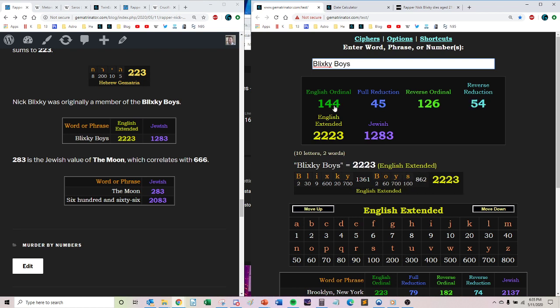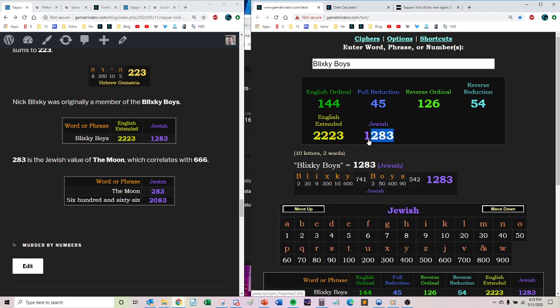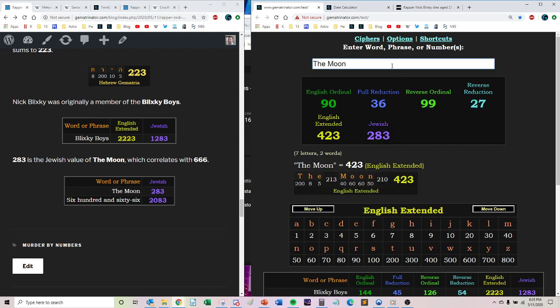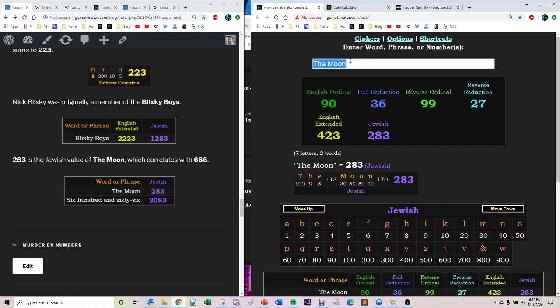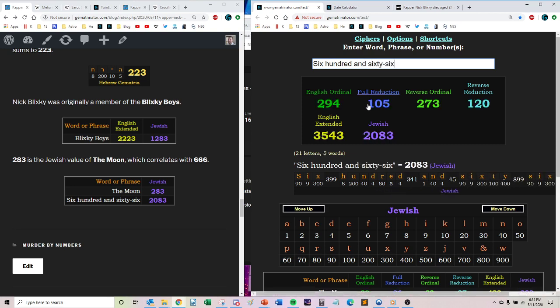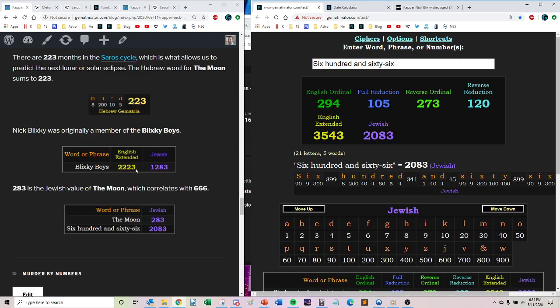Nick Blixky was a member of the Blixky Boys. Interesting that Blixky Boys not only equals 2223, but it also equals 1283. And the number 283 is the gematria of the moon in the same cipher. As I pointed out earlier, the moon is connected to the number 666 through the language of gematria.